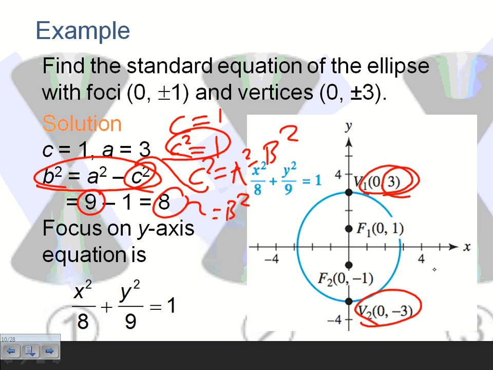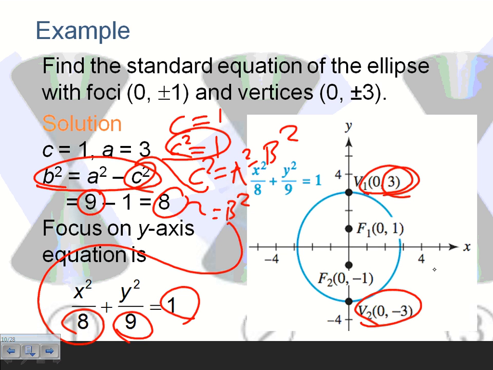So then I can take my b squared and plug it underneath the x squared, put my 9 as my major axis under my y squared, leaving the 1 where it is, because we worked backwards from that equation, so we know it's equal to 1. And there's my standard equation of the ellipse with foci at (0, ±1) and the vertices at (0, ±3). So that's fairly easy to work backwards from.